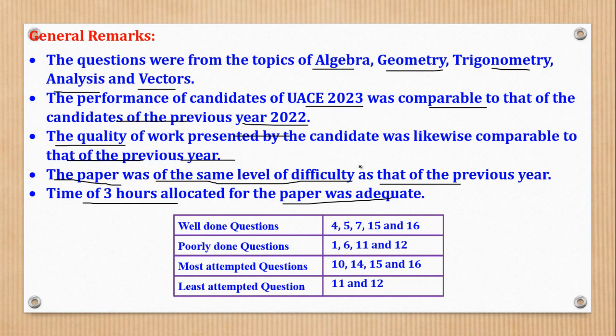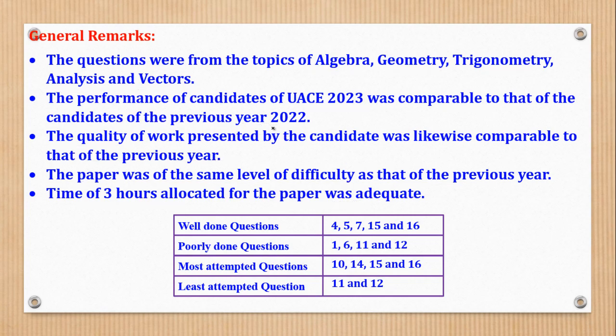It is adequate. Then what I'm interested in is this one, that the quality of work presented was likewise comparable to that of the previous year. We expect to see an increase, so it should be better than the previous, because now you know what made those students misfire. So I encourage you, as you prepare for your UNEB of 2024, to make sure that your quality of work is of the required standard.